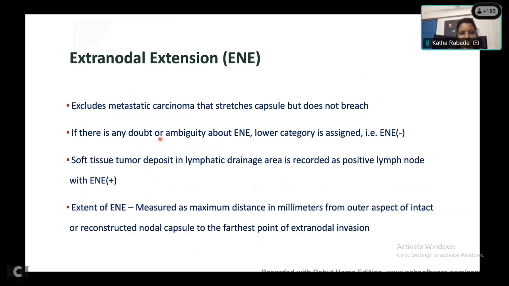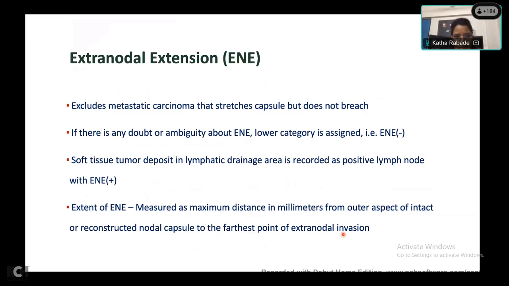If there is any doubt or ambiguity about ENE, firstly we can do serial deep sections, and if there is any doubt, a lower category is assigned, that is ENE negative. A soft tissue tumor deposit in lymphatic drainage area is recorded as a positive lymph node with extranodal extension. The extent of ENE is measured as the maximum distance in millimeters from outer aspect of intact or reconstructed nodal capsule to the farthest point of extranodal extension.